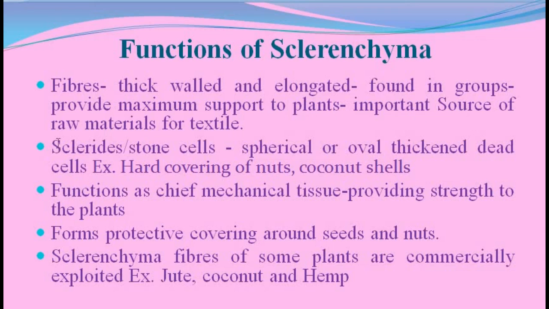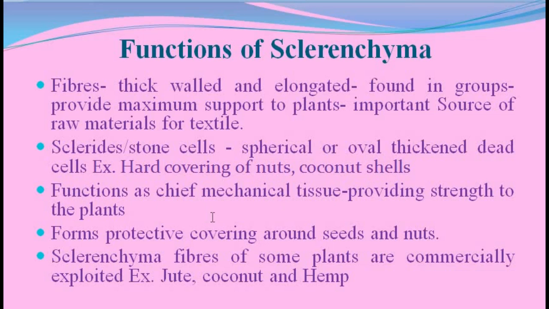They are an important source of raw materials for textiles. The sclerites are otherwise known as stone cells. They are spherical or oval thickened dead cells. They usually constitute the hard covering of nuts and coconut shell. Functions as chief mechanical tissue.